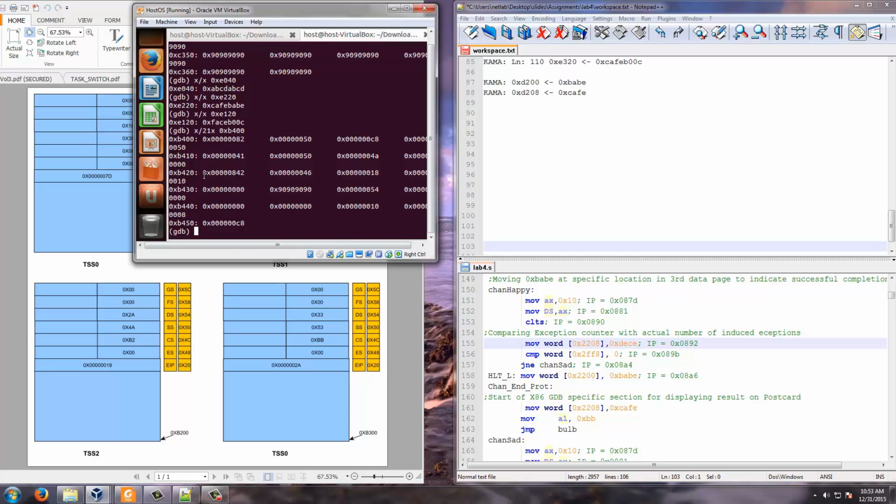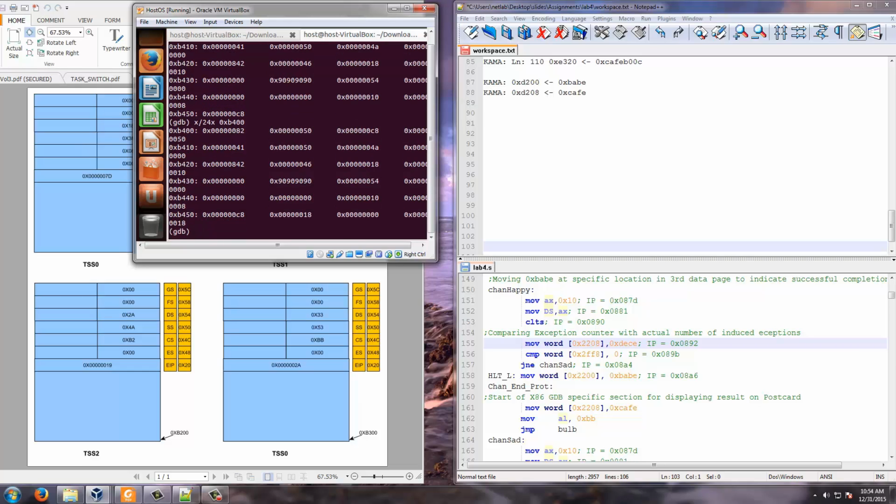Please note that your EIP, which was B420, is now 842, because it started executing at 8000 and this is 842. Your 48, B440, 48 is 10, your ES is 10, your CS is 8, and your SS is C8, and so on.